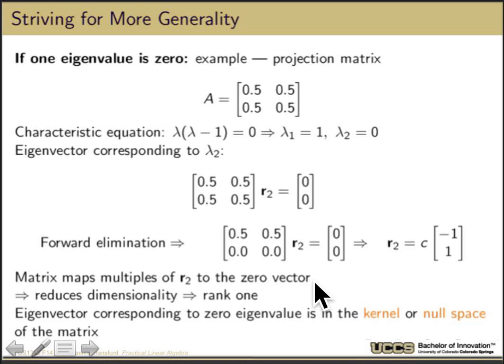Okay, have we seen a direction? What's the direction that's going to go to the 0 vector in these before? So the map reduces the dimensionality down to rank 1, and the eigenvector associated with the 0 eigenvalue is in the kernel or the null space. Here it is the kernel, but in higher dimensions, the eigenvector associated with any 0 eigenvalue is in the kernel space or the null space.